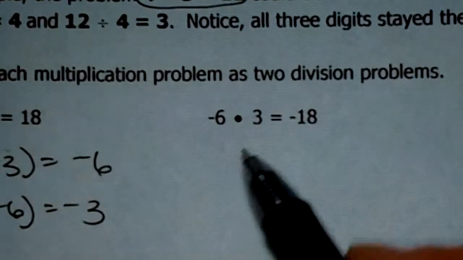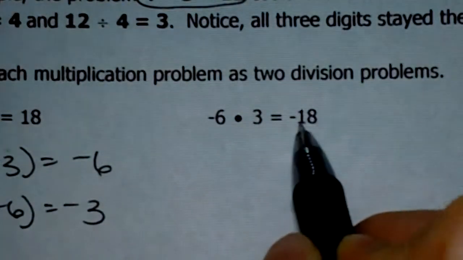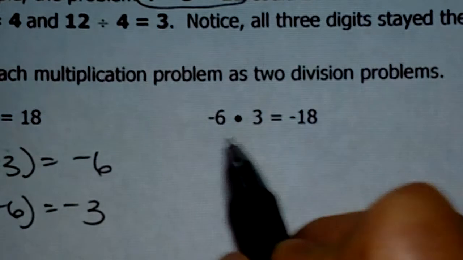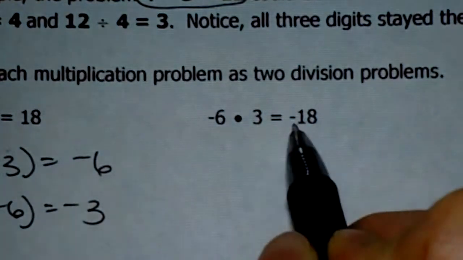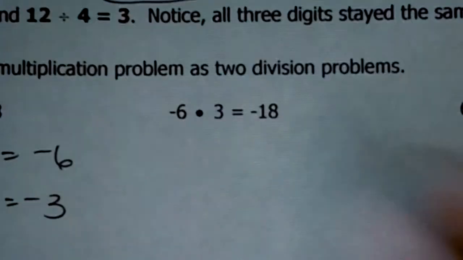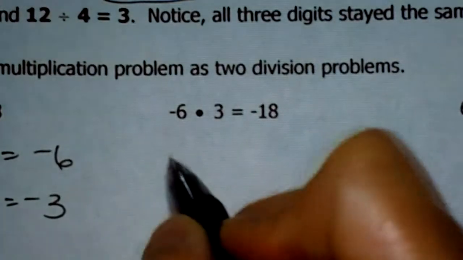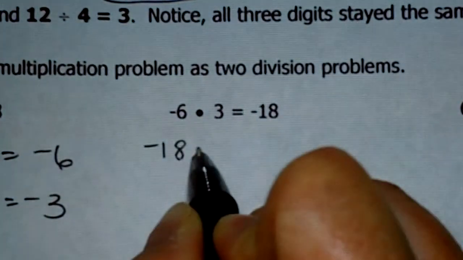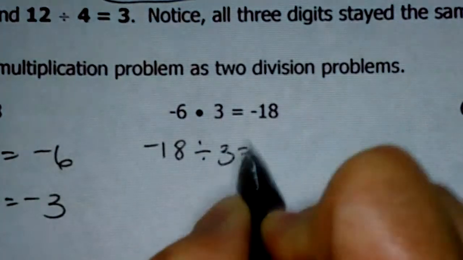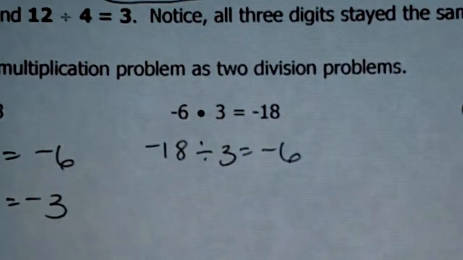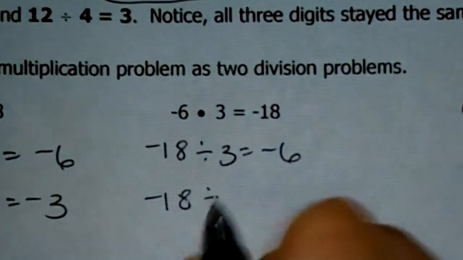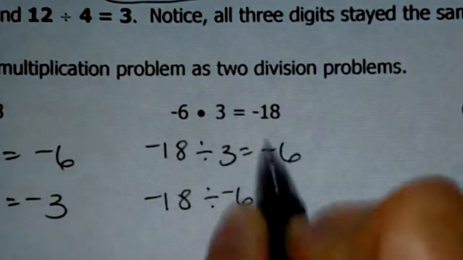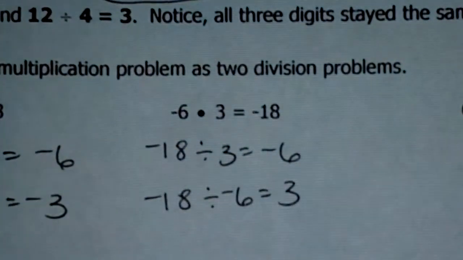With this next example here, a negative 6 times 3 is negative 18. We know that's true. When you have unlike signs, it's negative, and 6 times 3 is 18. So the two division problems, I keep doing that, would mean negative 18 divided by 3 would give you negative 6, and also that negative 18 divided by negative 6 would give you positive 3. So we didn't change any digits again.